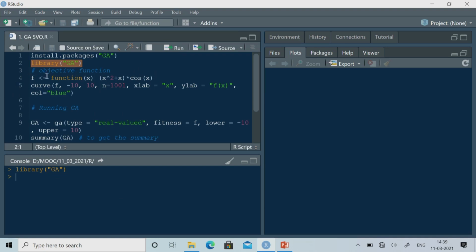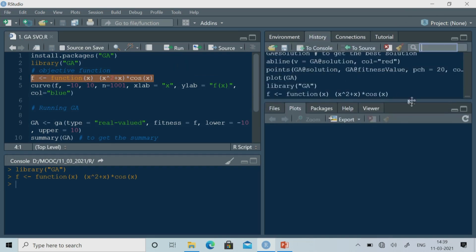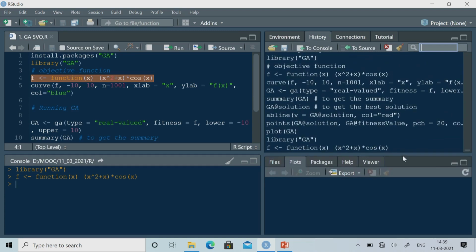Next, I have to write the function. Here the function is written f equal to a function of x, so one variable only, and this is x square plus x into cos x. So, this is the function. I am executing this particular function. Now this function has been executed, and whatever you have executed, you can see on the history here. The function is there, and the library has been included.